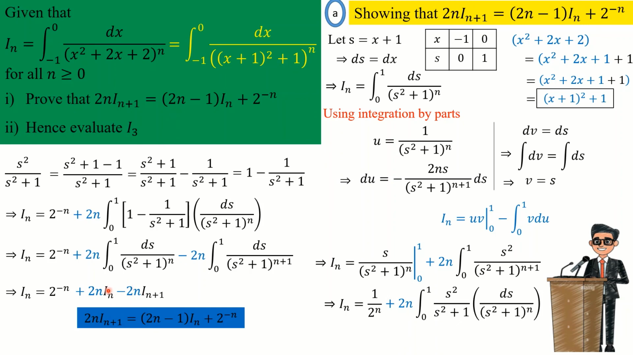We can take this quantity to this side, and In to this side, and then we get the proof automatically. So that's basically how you use reduction formulae to prove relationships like this.